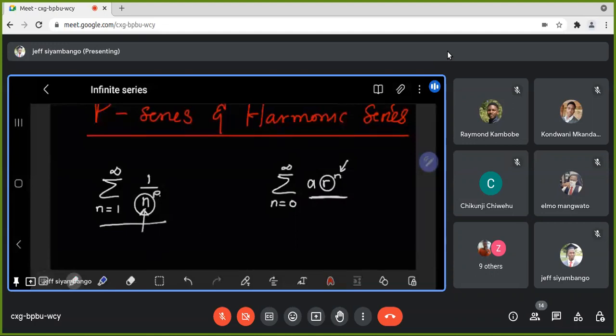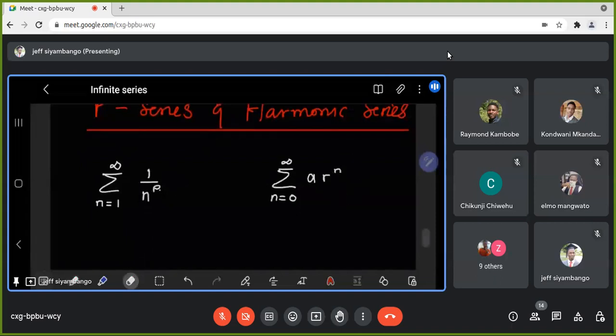And apart from that, you notice that the P series deals with the n term being in the denominator. But here, this actually works with everything being considered as terms in the numerator. Otherwise, the two are pretty much similar.